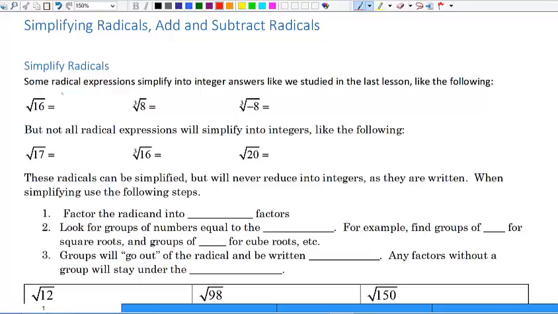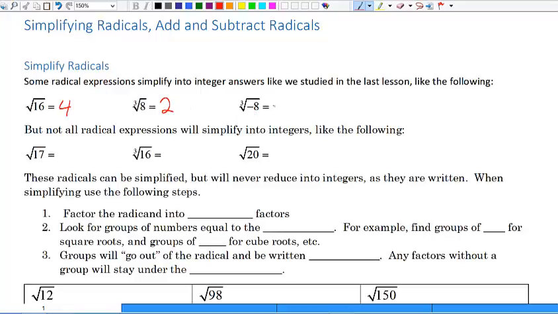Today's lesson is on simplifying radicals and adding and subtracting radicals. When we're simplifying radicals, some radicals can be simplified into integer answers like we studied in the last lesson. Like the square root of 16 is 4, because 4 times 4 is 16. The cube root of 8 is 2, because 2 times 2 times 2 is 8.